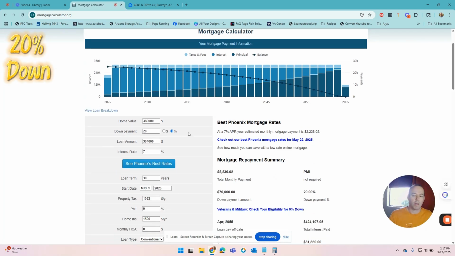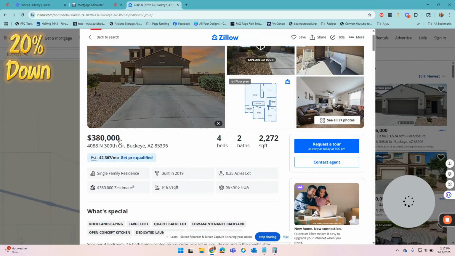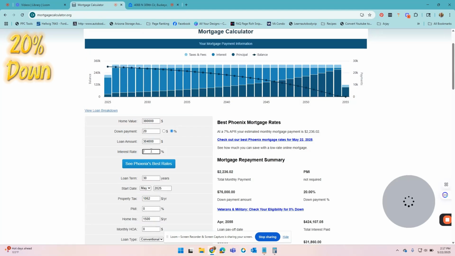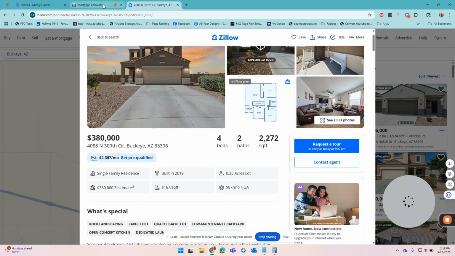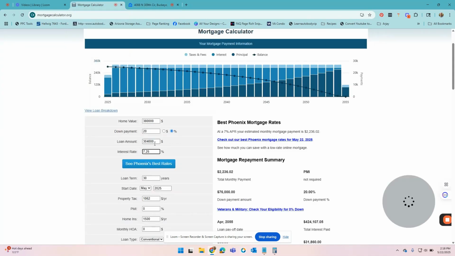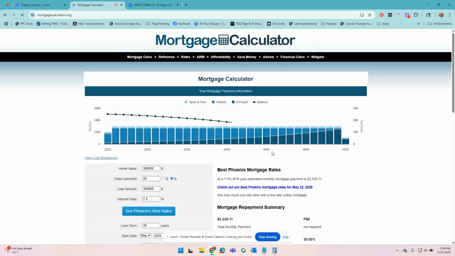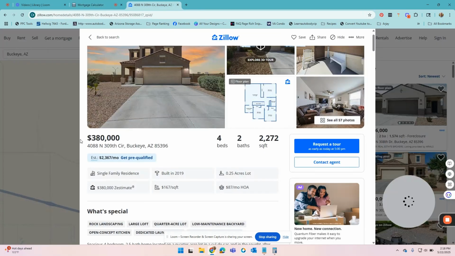So technically on a home this value and this loan amount, every half a point is going to raise your payment or lower it $100 a month. So for Zillow, they're probably quoting a little bit higher rate. Let's see if we can get even closer. Well, we just said 100 per half, so let's do 7.5. We'll try that again. Calculate. All right, 2339. So Zillow, give or take, is saying with 20% down, this is your rate.